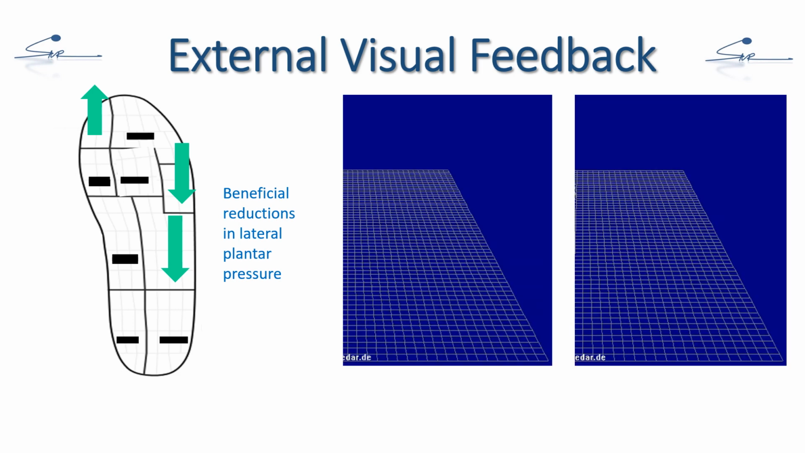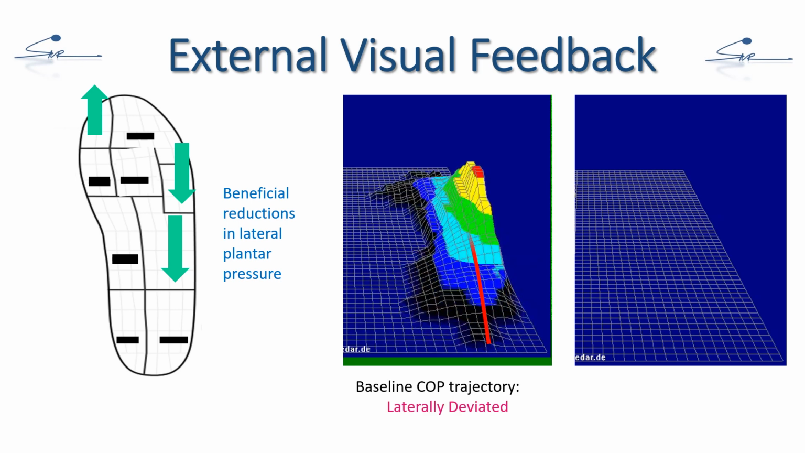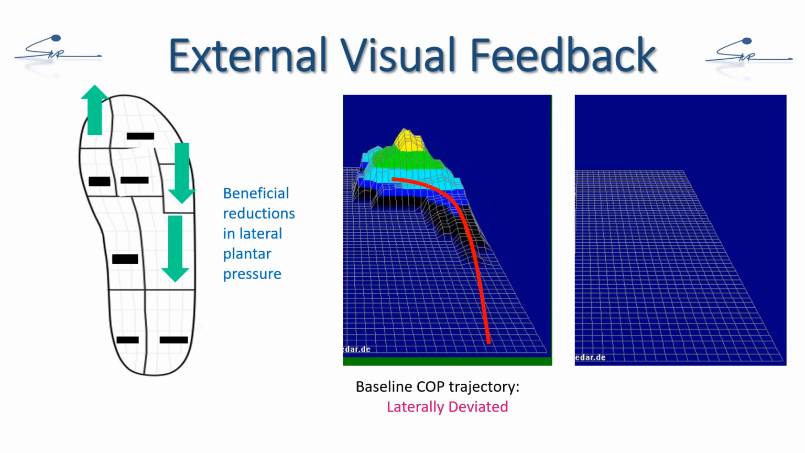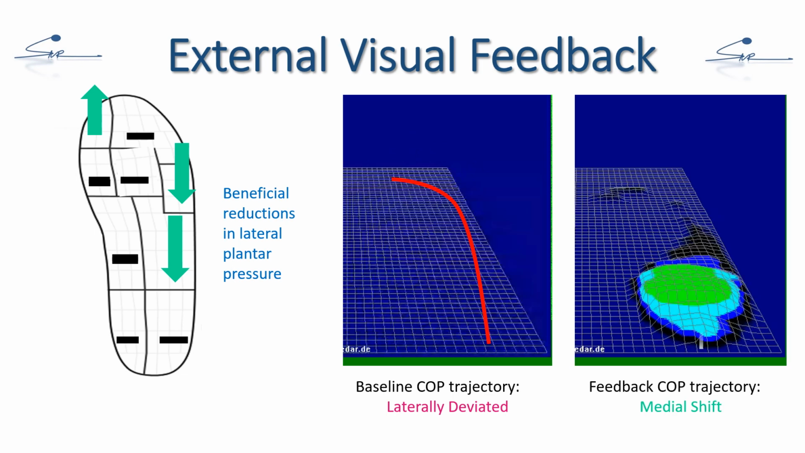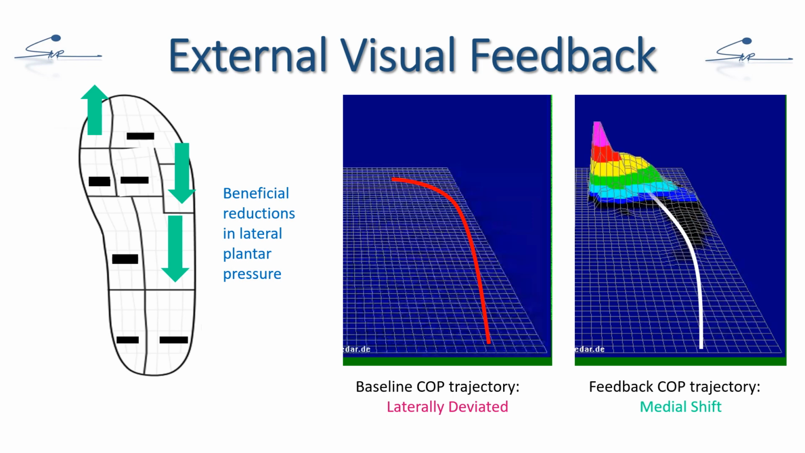And when we look at our center of pressure trajectories, you can see here our baseline center of pressure, you can see that increased plantar pressure on the lateral side, and the red line indicating a laterally deviated center of pressure trajectory. However, during our feedback with the laser, you can see that reduced lateral plantar pressure and this medial shift in that center of pressure trajectory.